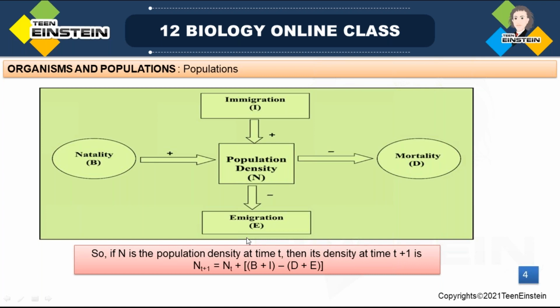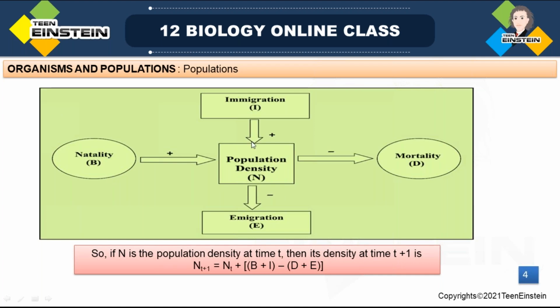So from this equation, what can we learn, or how will questions come for the exam? Population size will increase if the number of births, that means natality, and immigration is more. That means population density will increase. Just keep this picture in mind. You can write it very clearly.